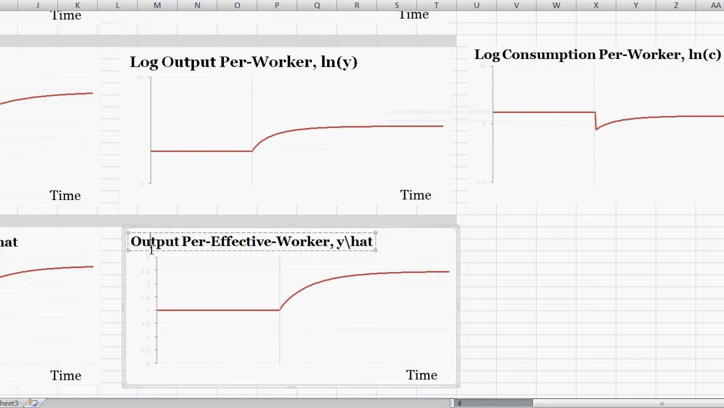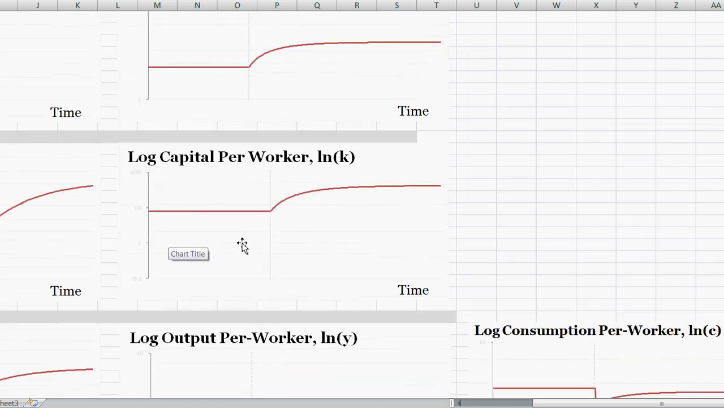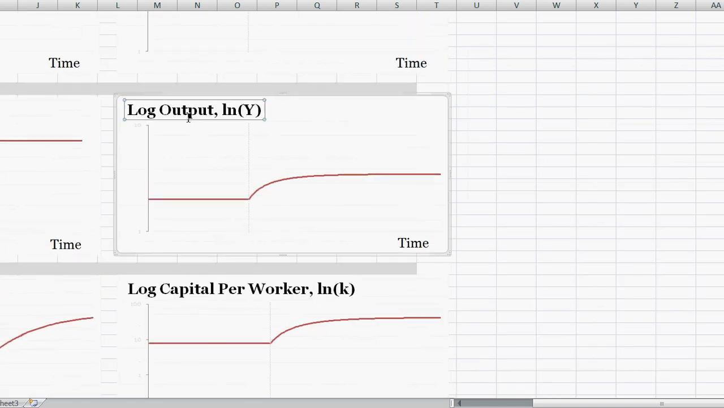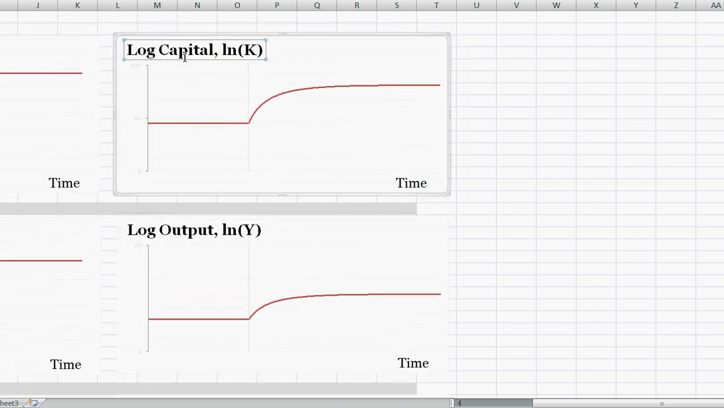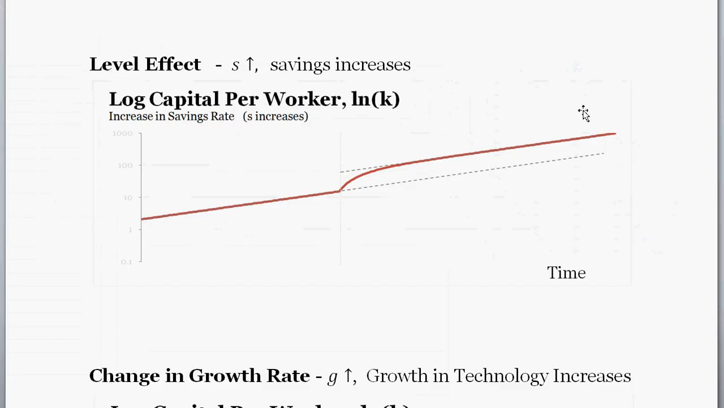I've done it down here. We have output per effective worker. Similar here. Here's just total output. Here's total capital. You can see these are all level effects. But let's think about it. Well, what happens if we shift something that changes growth rates?